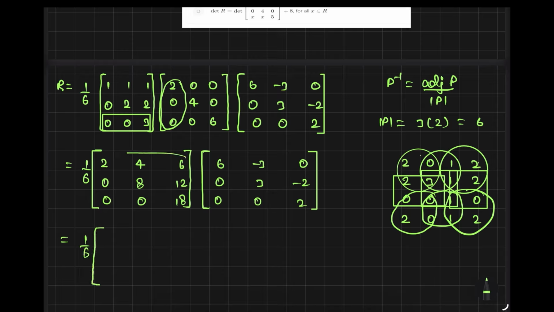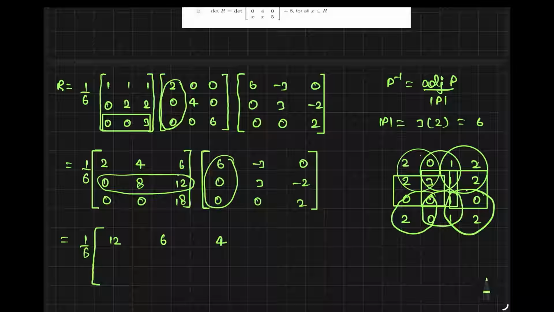Now you have to multiply, so we'll multiply this with this, so we got 12. Then this, so it is minus 6 plus 12, so it will become plus 6. Then we have this, so it is 0 minus 8 plus 12, so it will become 4. Okay, now this with this, so you got 0.